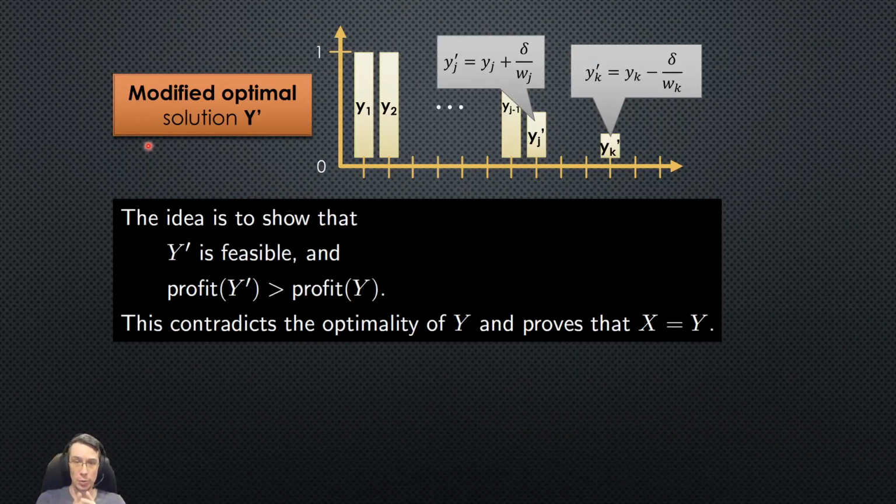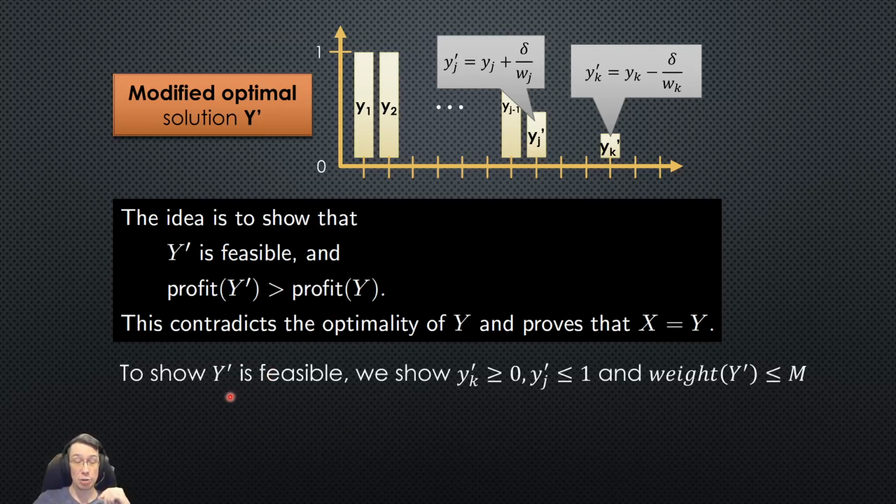We want to show that this modified solution y prime is both feasible and has superior profit to the original supposedly optimal solution y. This, of course, will contradict the optimality of y and prove that our only assumption so far, that y exists and is different from x, is wrong, which will imply that if y exists and is optimal, it will have to be equal to x.